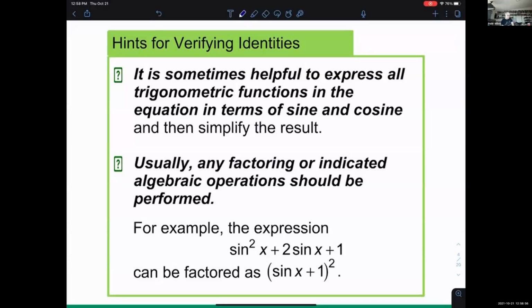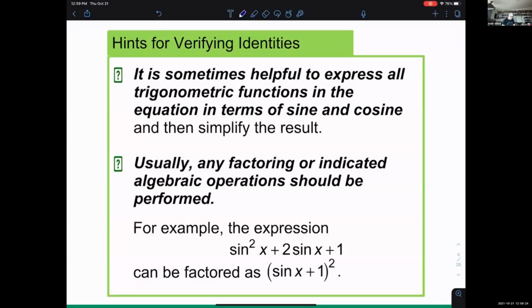Next, it says, usually any factoring or indicated algebraic operations should be performed. And that's definitely how algebra is really going to be put to a lot of use in all of these problems in chapter 5. So they have an example here. Factoring was a big skill taught in algebra 1 and algebra 2, but typically for polynomials. So factoring, when there's all these trig functions in there, takes some getting used to.